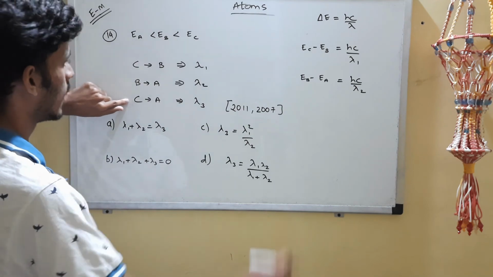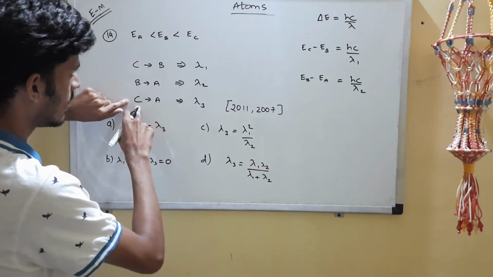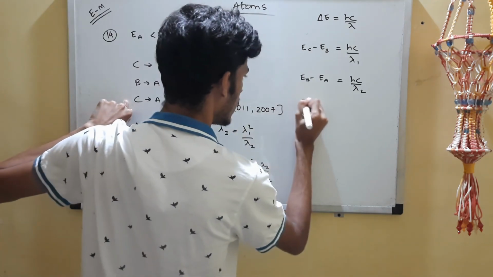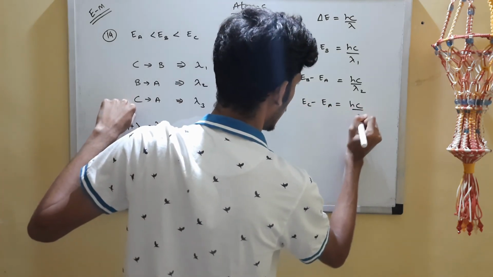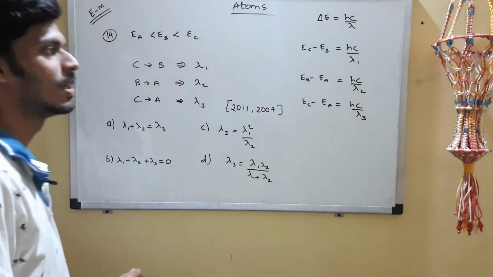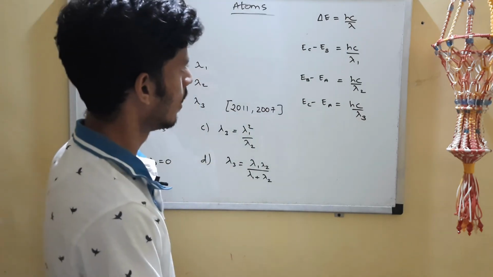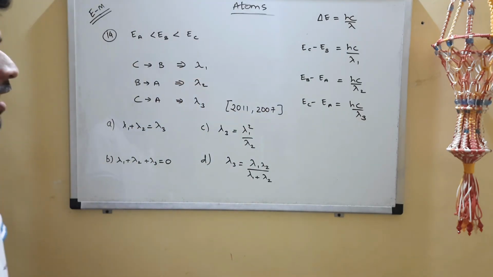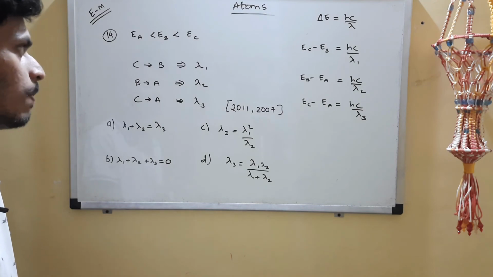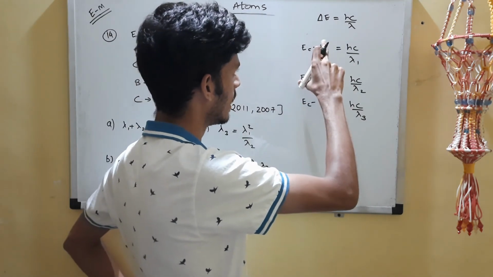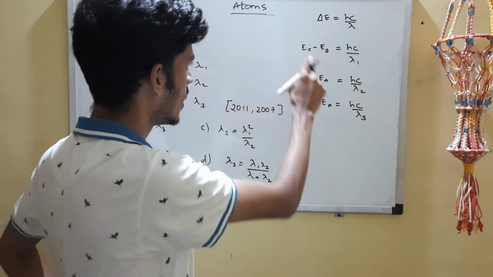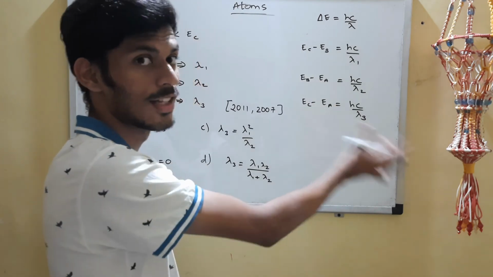Now for this one, we can write the same thing. It will be EC minus EA, so EC minus EA will give us hc by lambda 3. Now we have to manipulate these three equations and somehow get the relation between these three. If we add these two, EB, the middle thing, will get cancelled, and we'll be left with EC minus EA, which is the left hand side of the third equation.